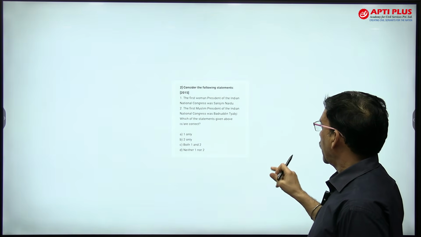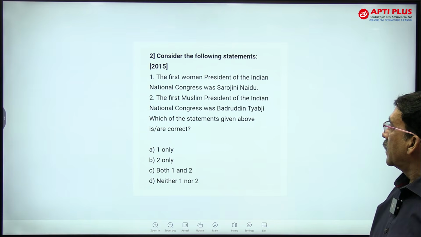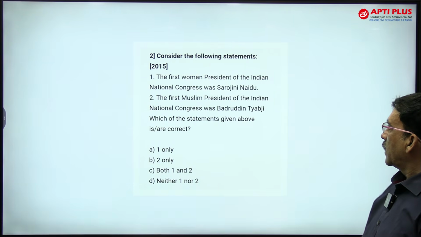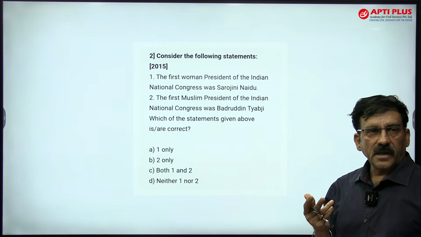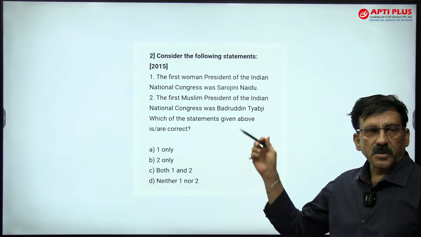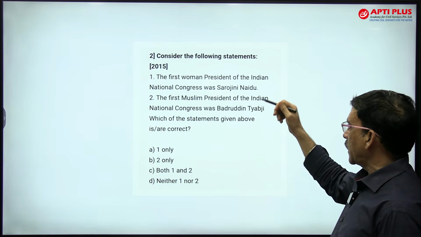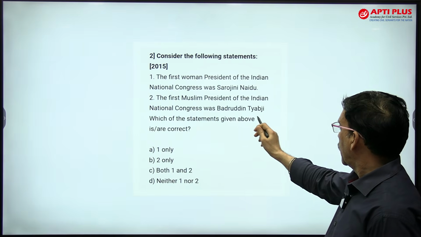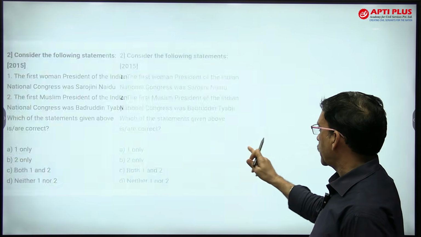Now see this question. It came in 2015. The first woman president to preside over Congress, Naidu, I think you all know, it is Annie Besant. Naidu is the second woman. She presided in Kanpur 1925. Annie Besant first, 1917, Calcutta. The first is incorrect, but the second is 100% correct, Tayyab first Muslim president, yes, it is correct. So only 2 is correct.